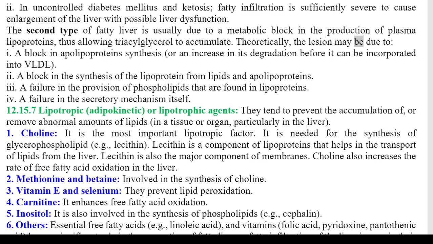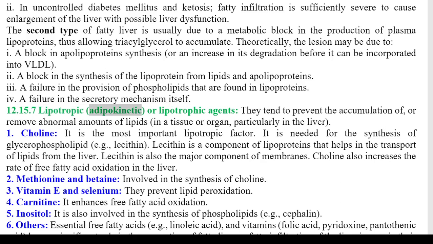Theoretically, the lesion may be due to 1. A block in apolipoprotein synthesis, or an increase in its degradation before it can be incorporated into VLDL. 2. A block in the synthesis of the lipoprotein from lipids and apolipoproteins. 3. A failure in the provision of phospholipids that are found in lipoproteins. 4. A failure in the secretory mechanism itself.